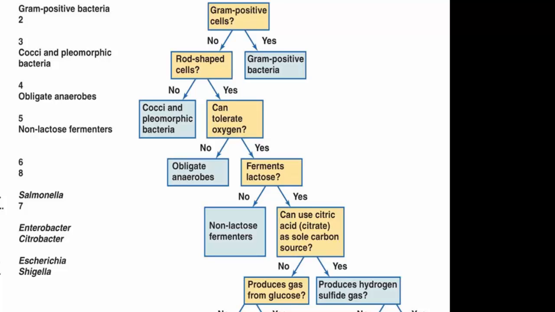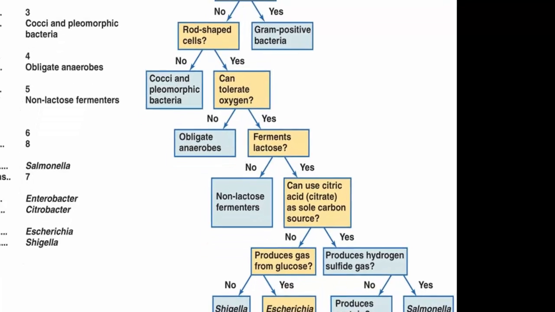Can this rod-shaped cell tolerate oxygen? The answer in this case is yes. Now the next question would be, can this rod-shaped cell that tolerates oxygen ferment lactose? Yes. Can then this rod-shaped cell that tolerates oxygen and ferments lactose use citric acid as a sole carbon source? And in our case, the answer is no.